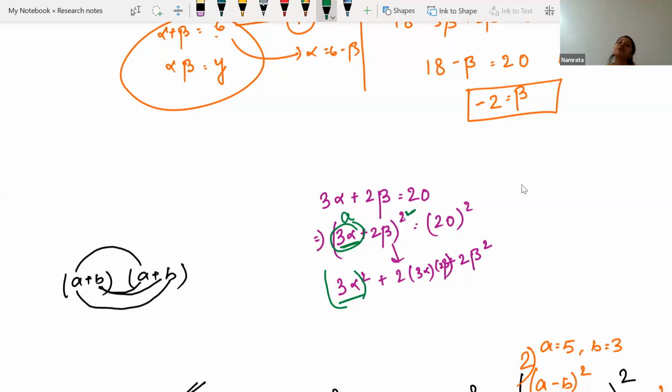Okay, if there is a power, everybody will take the power. The exponent rule says that we have to give this power 2 to 3 also. You have given it to alpha also, fine, but 3 will also take the power, right? So instead of 3 alpha square, it will be 9 alpha square, right? Yes. And instead of 2 beta square, it will be 4 beta square, right? Yes, ma'am.